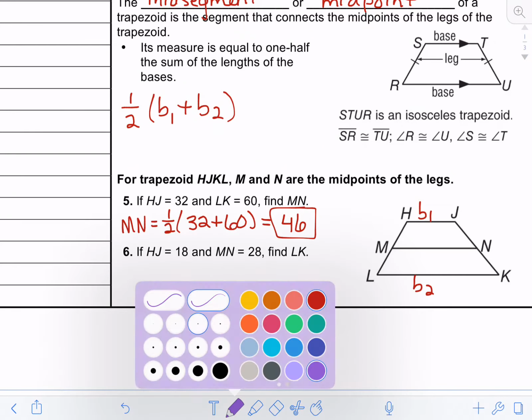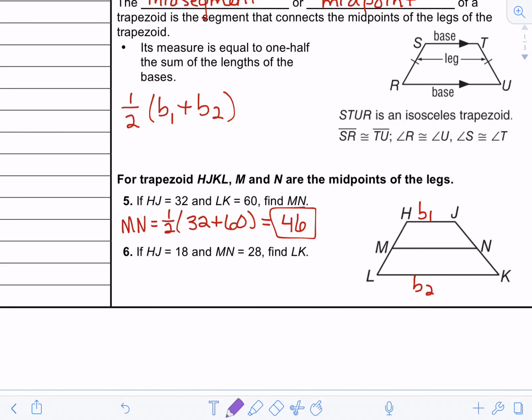Okay, and then the last one here, HJ is 18, so there's a base. But now they give me MN. They give me this right here, which is the midpoint, or the mid segment. So we have 28 will be equal to 1/2 times 18 plus base 2, because that's going to be our LK.